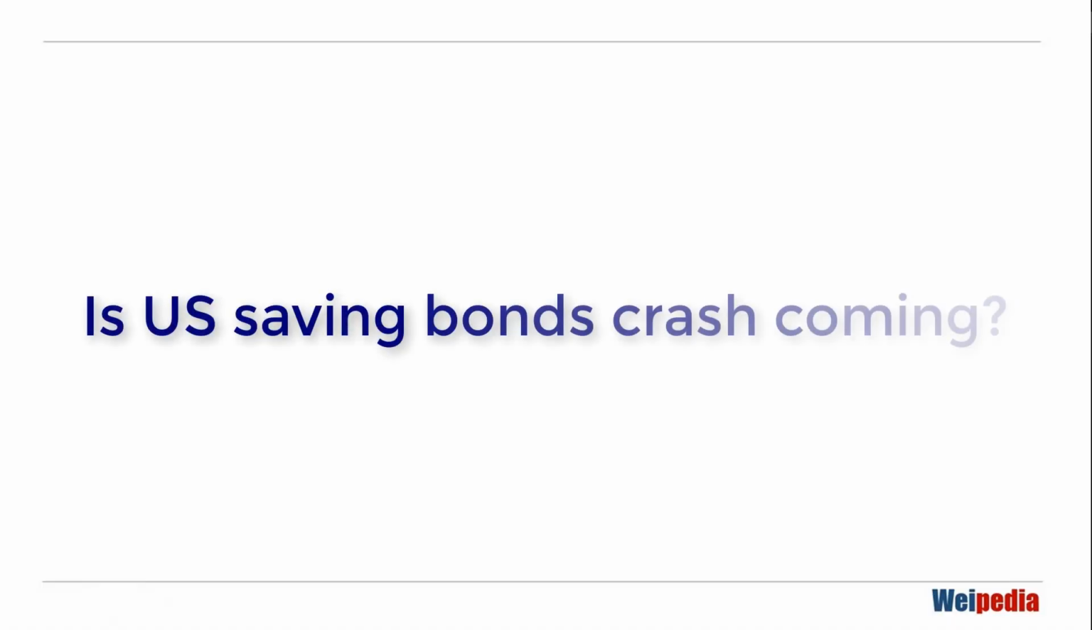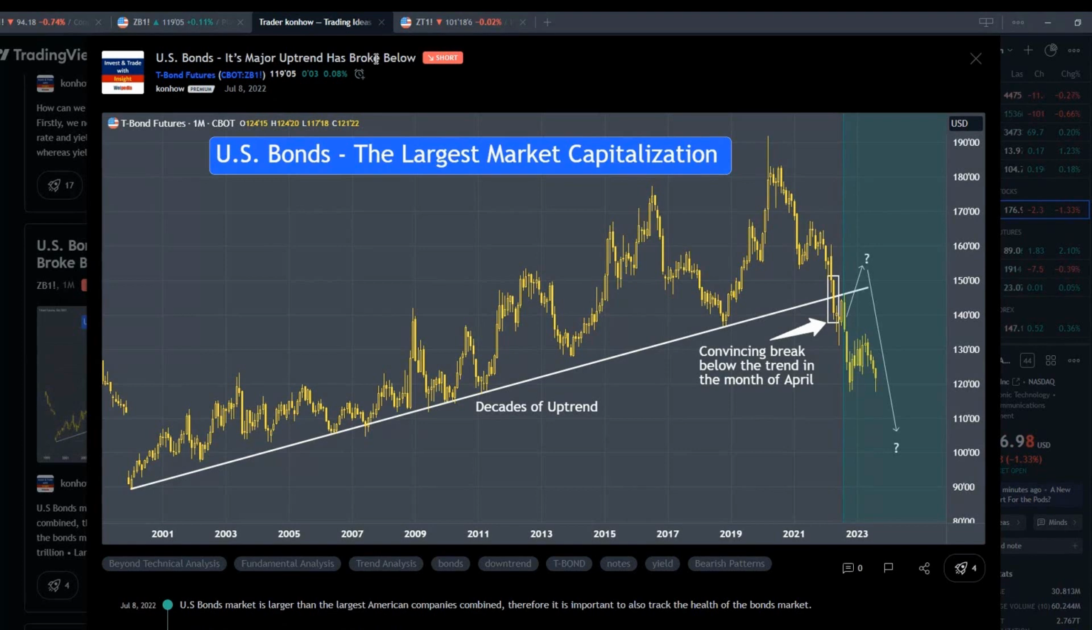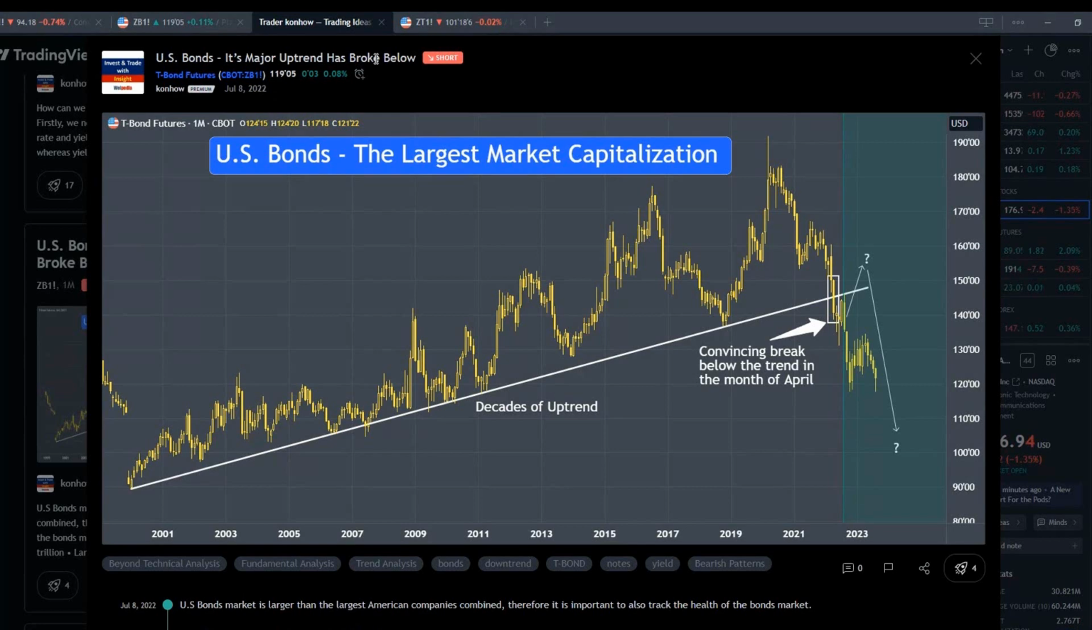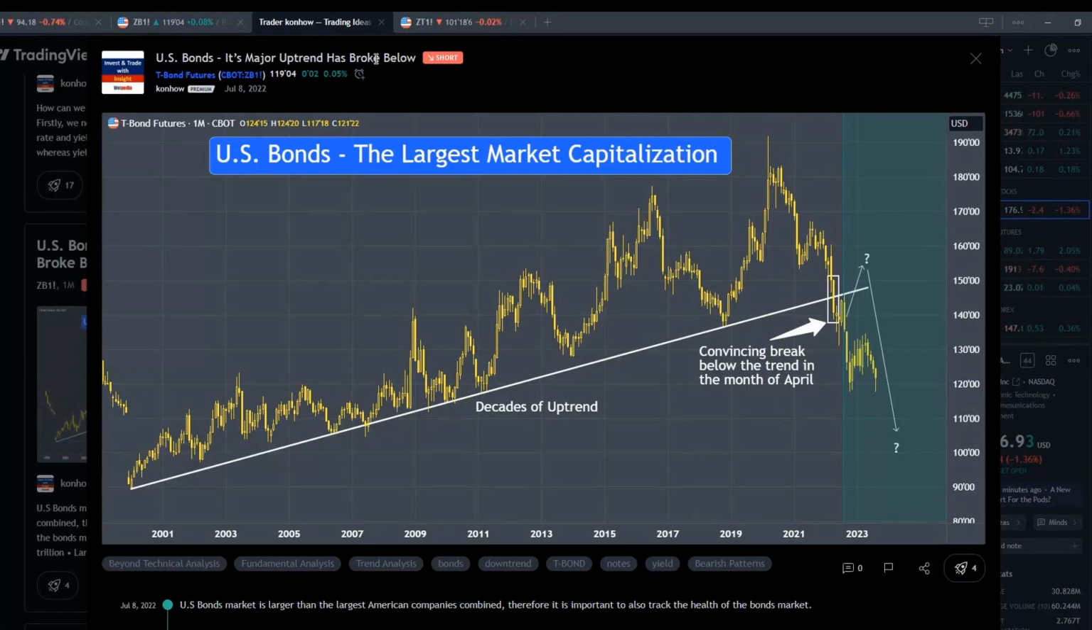Is the US savings bond crash coming? Is it still safe to invest and trade in US bonds? We have to make a very clear distinction. What is the difference between investment and trading? Investment is for the long term and trading is for the short term. Since technically it's telling me that there's a transition from an uptrend to a downtrend in the bonds, I'm not exactly keen to buy and hold bonds over the long term.